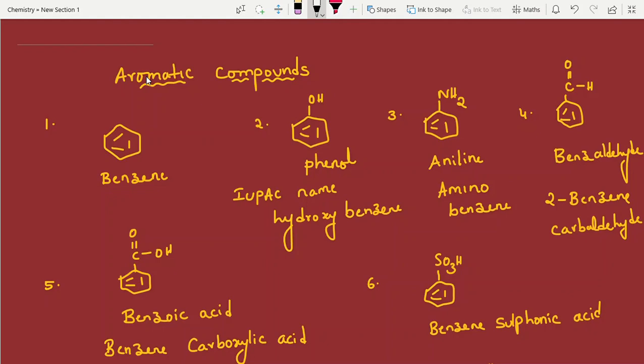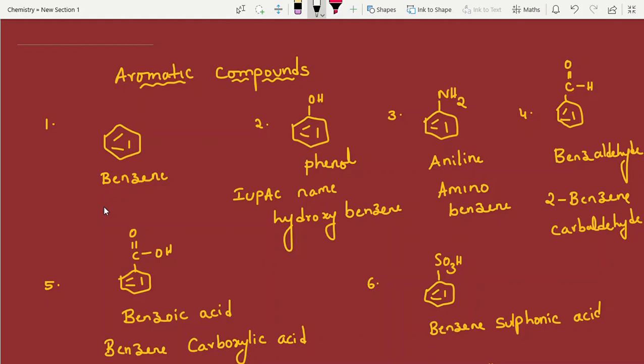But simply you can remember, anything having a benzene ring is an aromatic compound. All of them satisfy Huckel's rule, and are cyclic, planar, and continuously conjugated, satisfying all the rules.